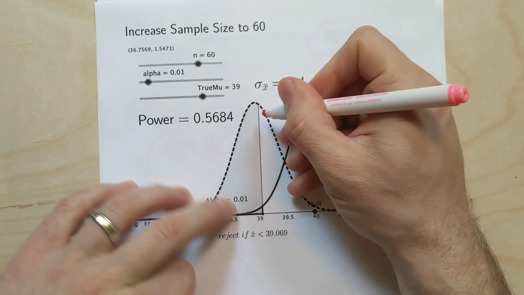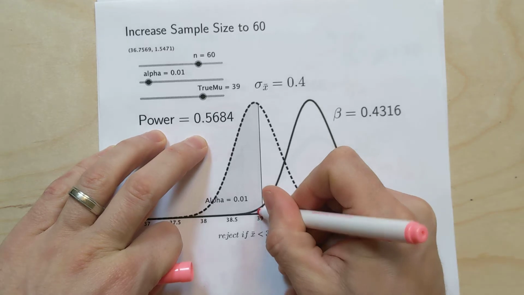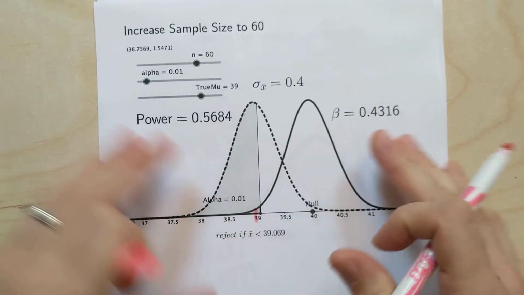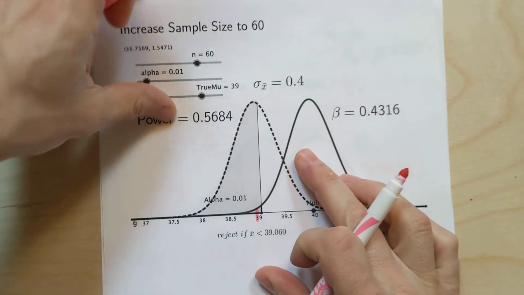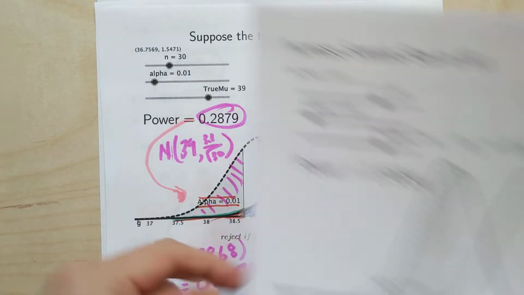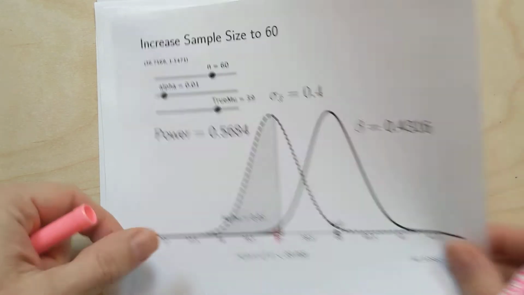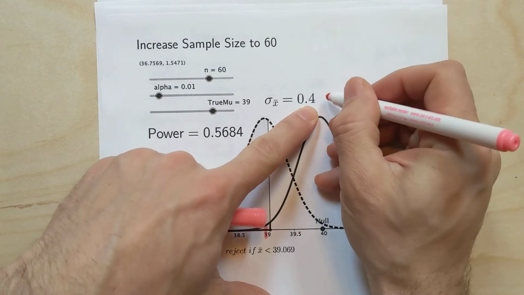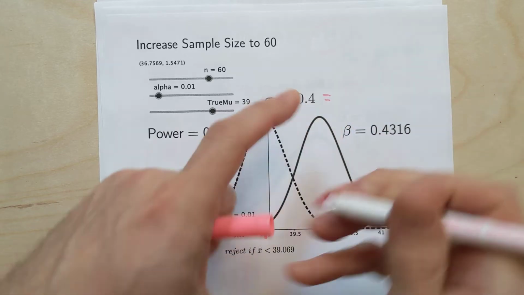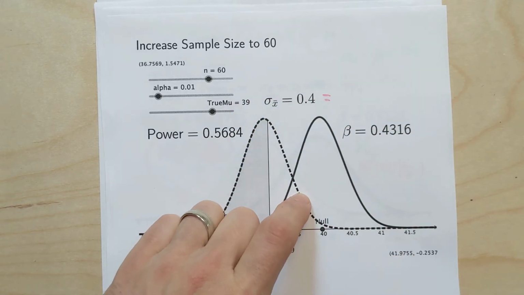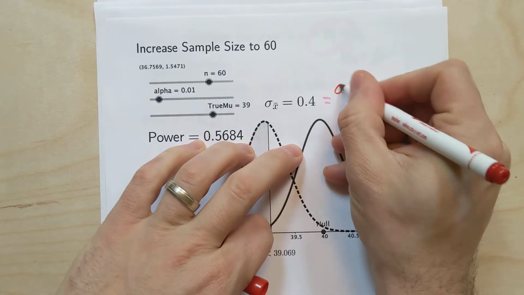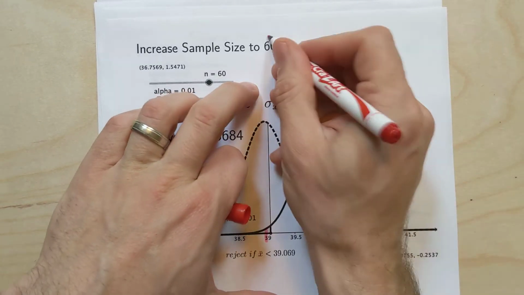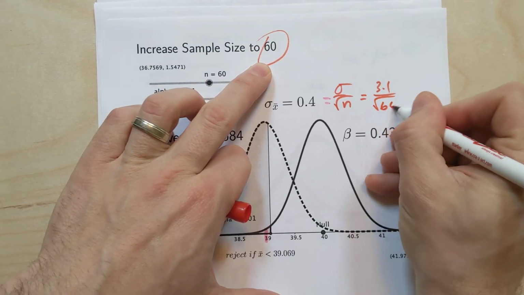Well, once again, the truth was supposed to be 39, right? There's the mu. But what really happened here is what happened to the distribution when we increased the sample size from here to here. What happened? Oh, look, it got skinnier. The standard deviation of the sampling distribution of the sample mean went down to 0.4. Why? Because remember, it's always the population standard deviation divided by the square root of n. In this case, that would be 3.1 now divided by the square root of 60, right?